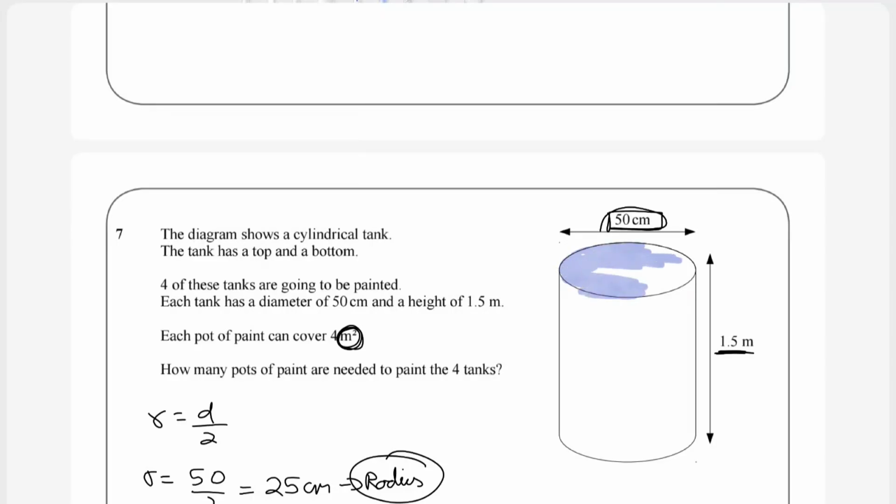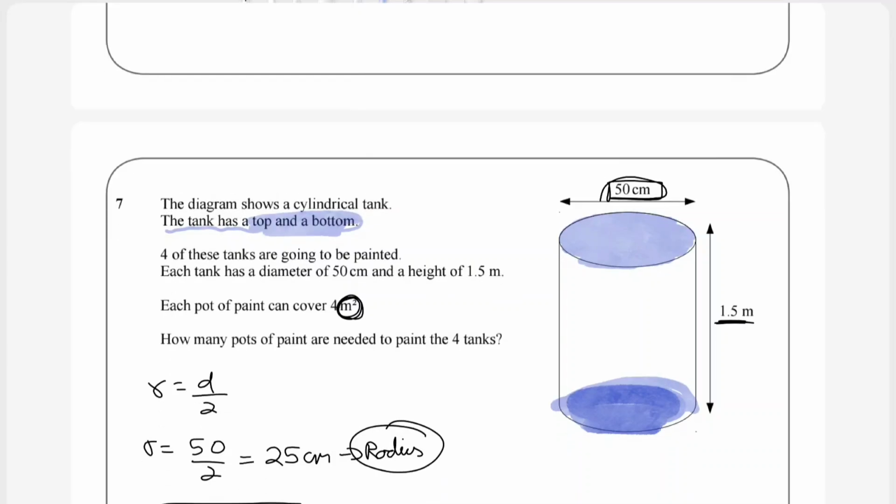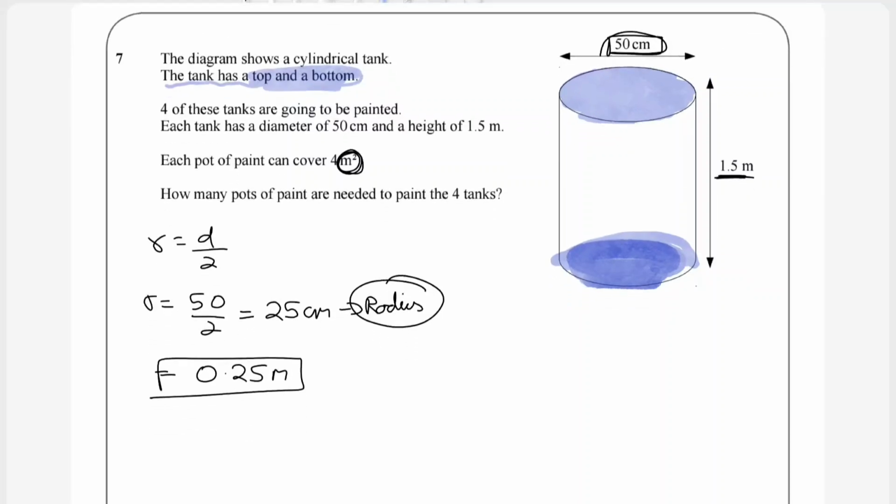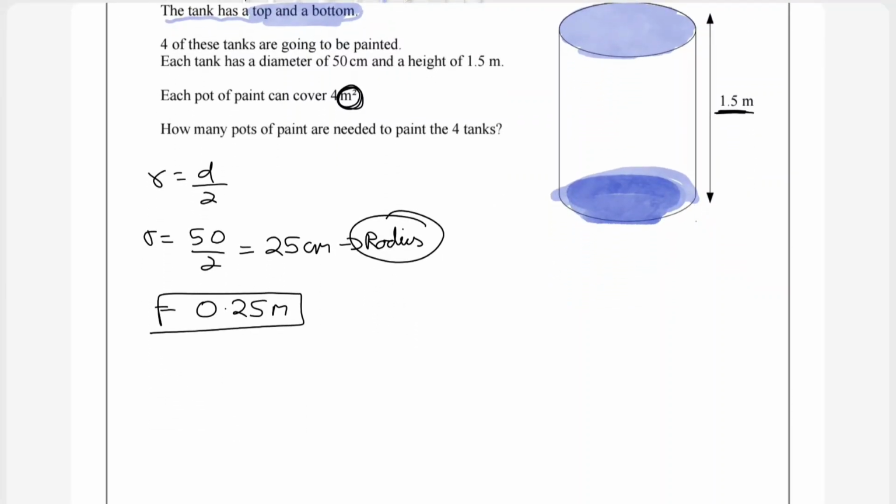Whenever there are complex shapes, it's better to do it manually, but when they are easy shapes, it's better to go for the formula. And this is the bottom. Since they mention that the tank has a top and a bottom, I'm going to highlight this. Since this is the bottom and this is the top, let's calculate the area for the top.